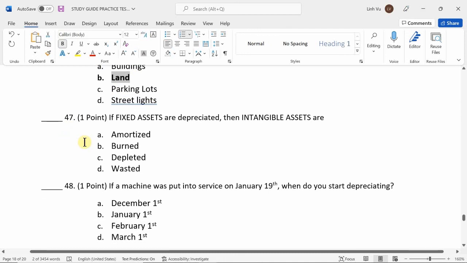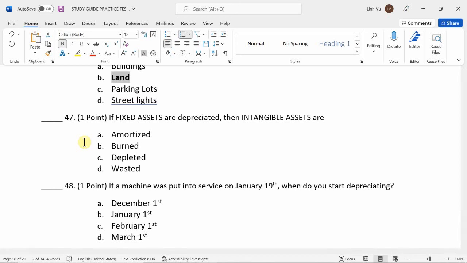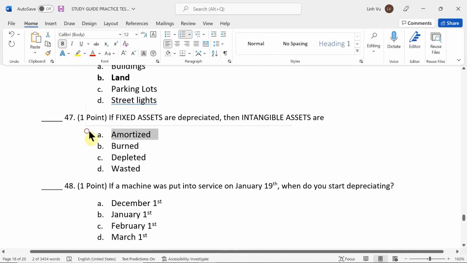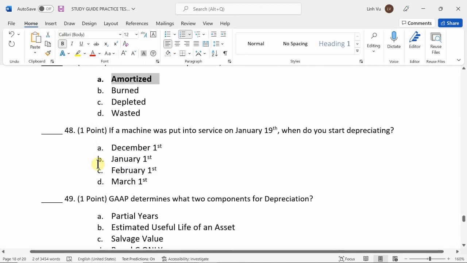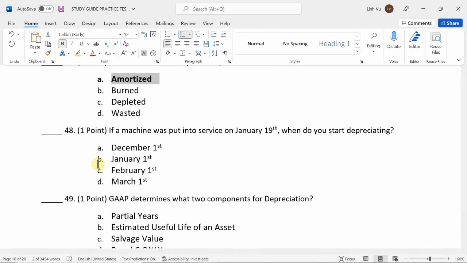Okay? Number 47. Okay, if fixed assets are depreciated, then intangible assets are amortized. Correct, right? So this is terminology, right? It's not going to be burned. It's not going to be depleted, and it's definitely not going to be wasted, right? Hopefully. Hopefully, yes.